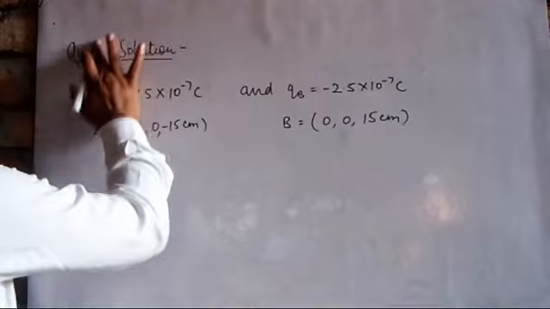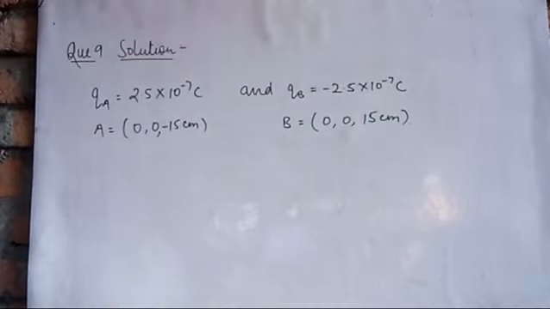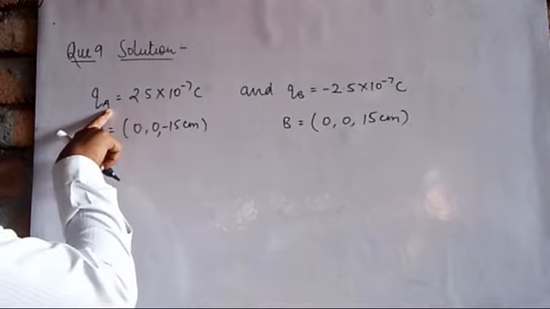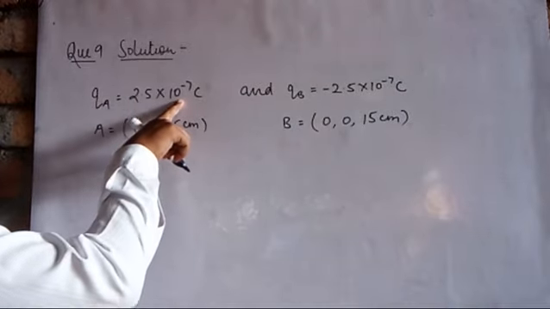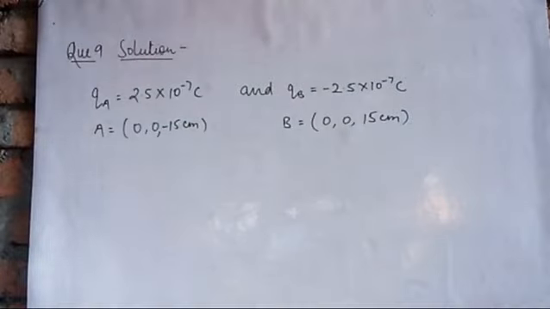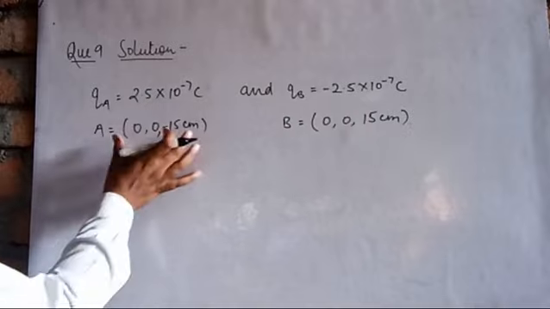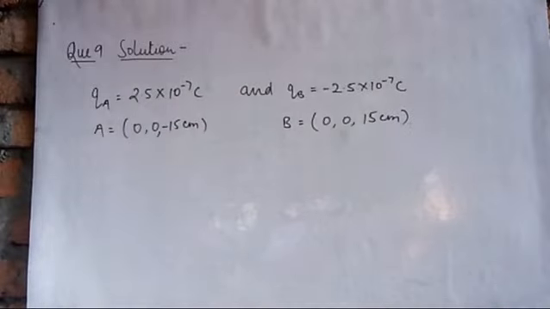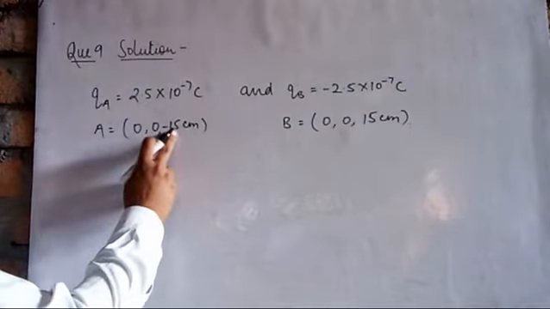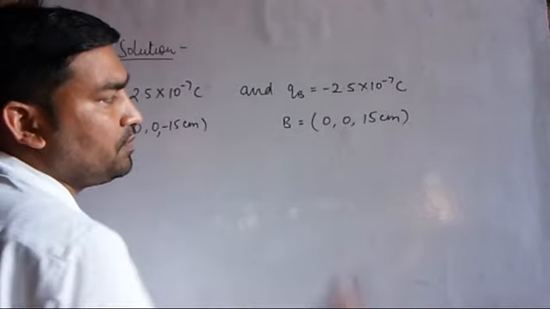Another student asked question number 9 of NCERT. In this question, there are two charges, QA, which is 2.5 into 10 to the power minus 7 coulomb, and QB, minus 2.5 into 10 to the power minus 7 coulomb, which are placed on the coordinate axes, A at 0, 0, minus 15 centimeter, and B is placed at 0, 0, plus 15 centimeter.